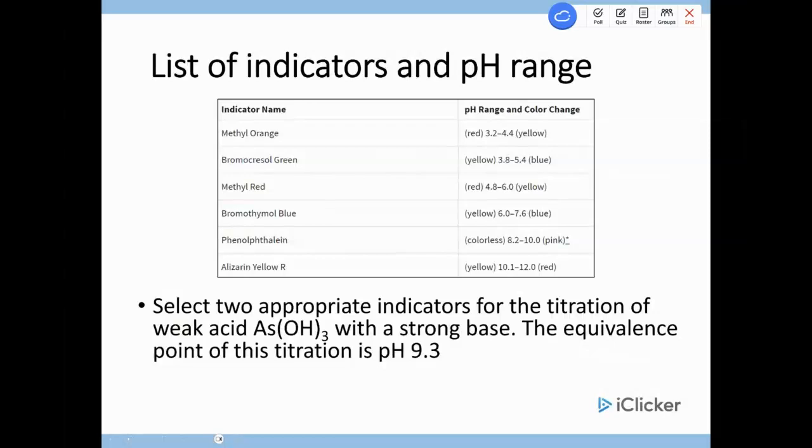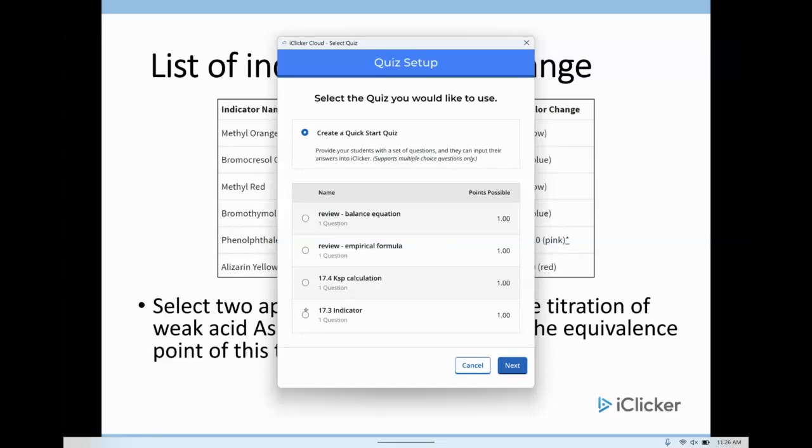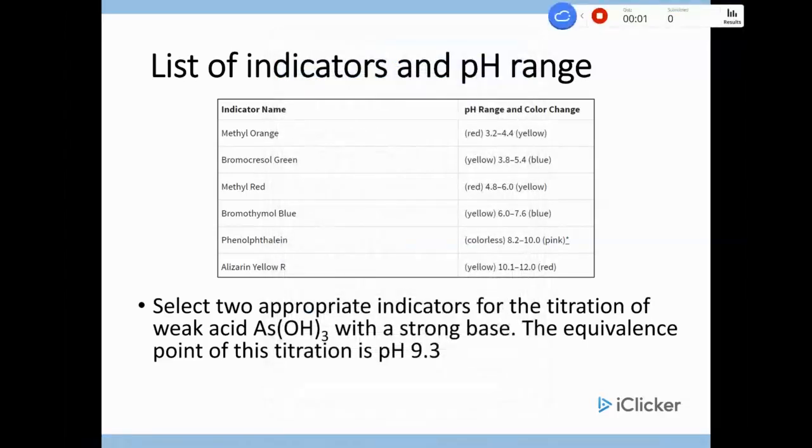Okay, with this in mind, here's the first iClicker. Let me start it here. You're selecting 2 appropriate indicators. You'll only be able to select one in iClicker, but look at this table to find the other one that would also be appropriate for the titration of this acid with a strong base, where the equivalence point is 9.3. On this table there will be 2, but only one of them is an option on iClicker, but try to identify both.